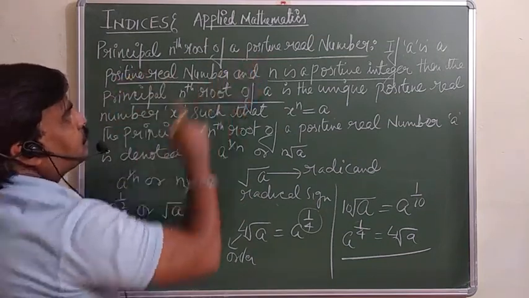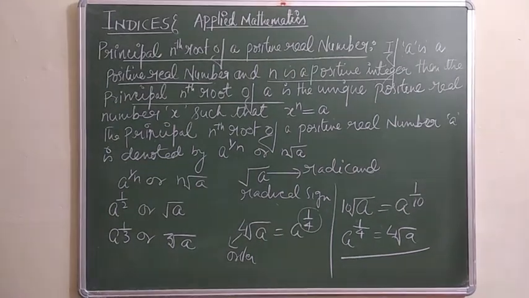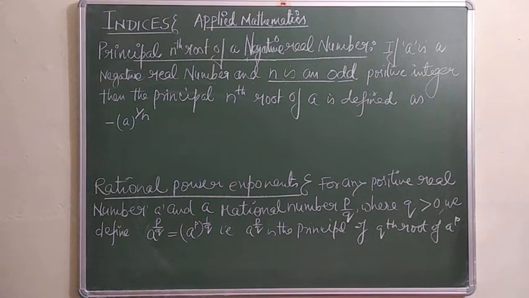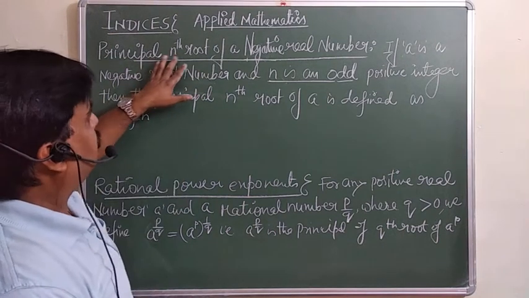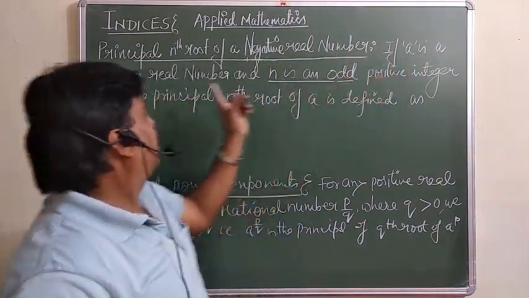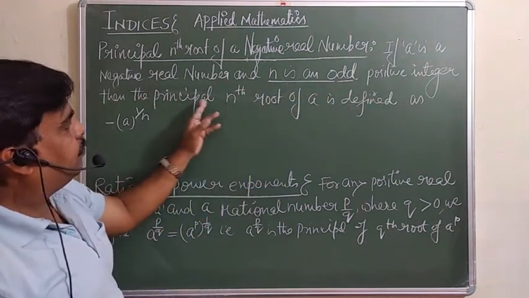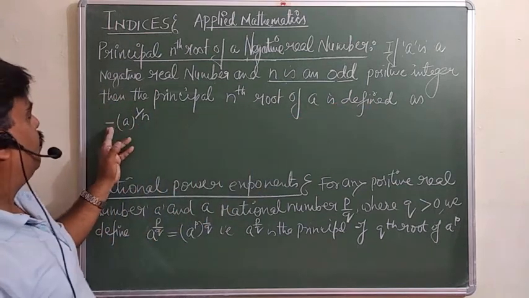Similarly, we will discuss the case of negative real numbers. Have a look. Now, the principal nth root of a negative real number. If a is a negative real number and n is an odd positive integer, then the principal nth root of a is defined as minus a raised to power 1 over n.